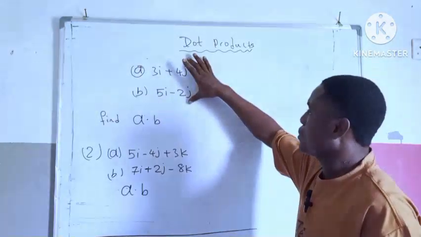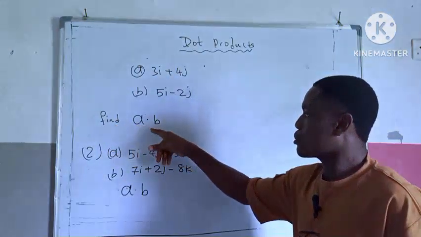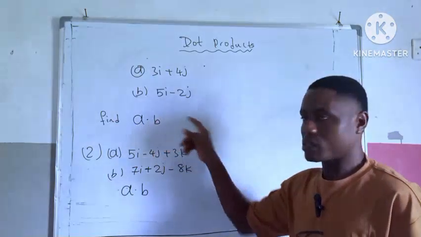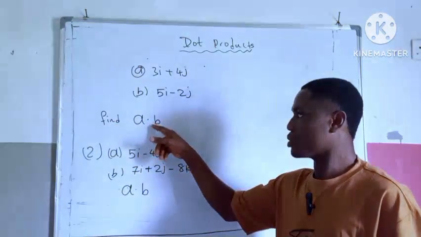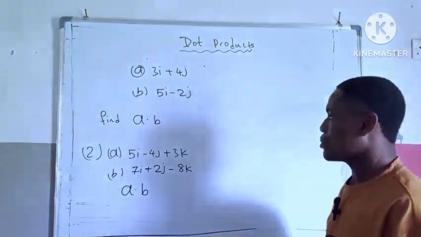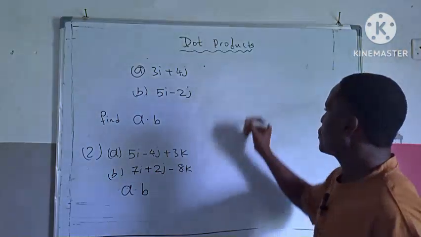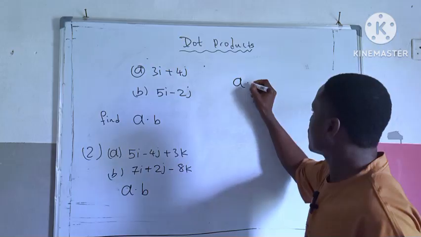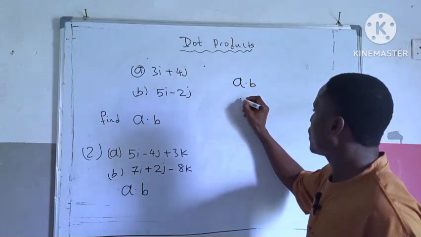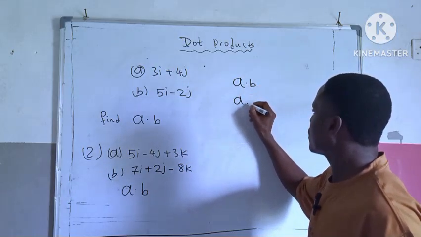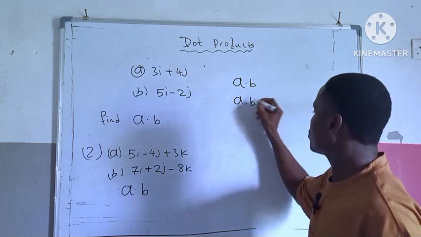Okay, so we are given these two and we are asked to find the dot product, that is A dot B. We have to find A dot B. Now this is where so many students are confused. There is something. Now look at this: A dot B.